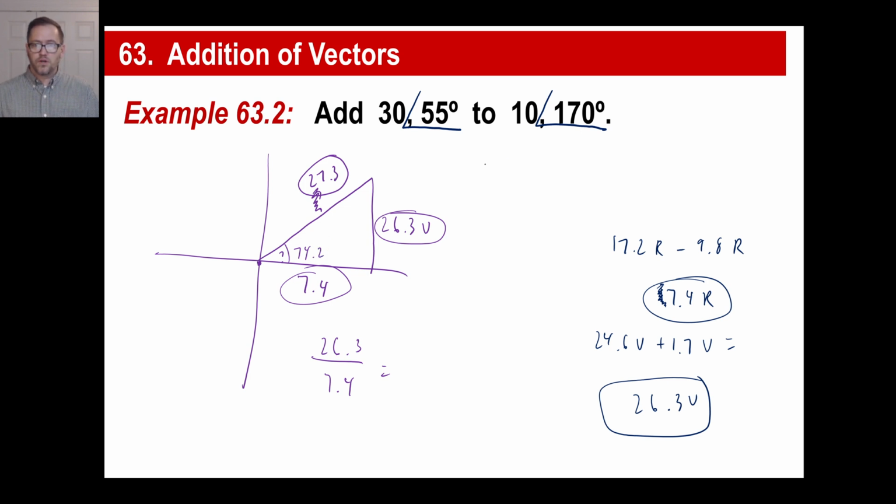Okay. So what you will say is that the answer is 27.3, and it'll be 74.2 degrees. There we go. And that's how you add vectors that way and turn it back into our original format there. So, all right, we'll give it a pause and try the practice problem on your problem set. We'll come back in a second.